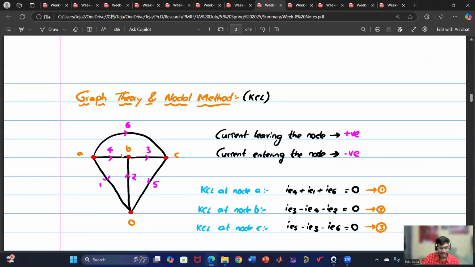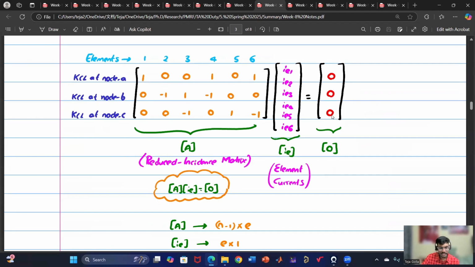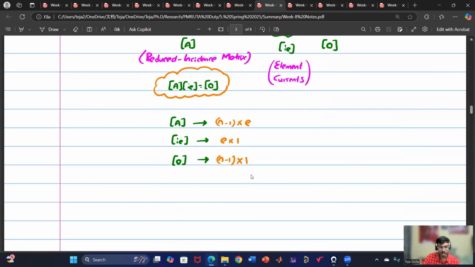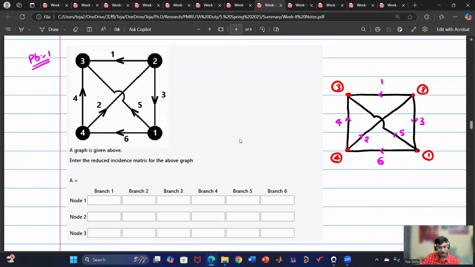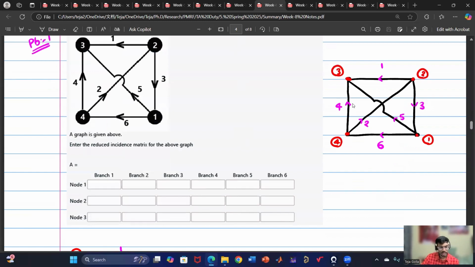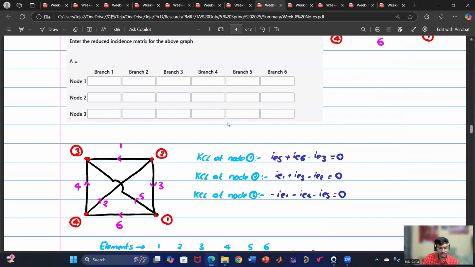Then we applied KCL at 3 nodes, got the equation, and wrote it in this format. We got the A matrix as well as I_E as well as this zero matrix, and we have seen the size of this matrix, and we call this a reduced incidence matrix. So if they're asking for the reduced incidence matrix, they're asking for A basically. Then we solved one problem quickly using that. This week is very, very easy. If I have to be honest, if you know the concept very clearly, then you will be able to do it without any mistakes. This entire week is all ones and zeros. So if you make any mistake, you'll lose marks. So you have to be very, very careful while dealing with this.